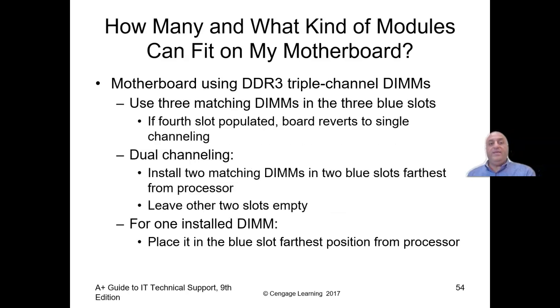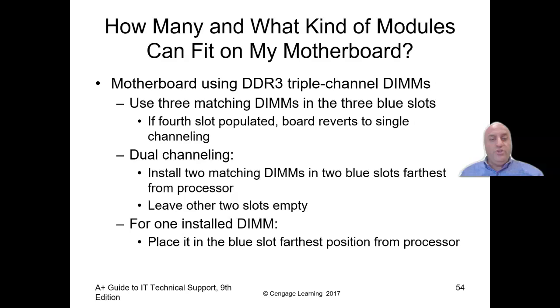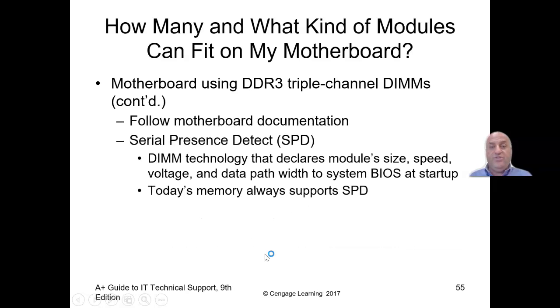So again, the question is how many and what kind of modules? Sorry, I think we'll repeat this one. For dual channeling, for example, on boards with triple channels, use three matching DIMMs. For dual channeling, installing one DIMM, place it in the blue slots, and for DDR3 it is per channel.